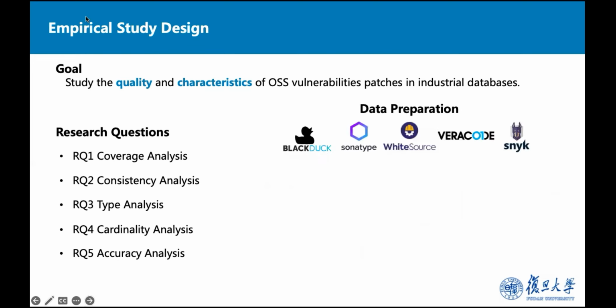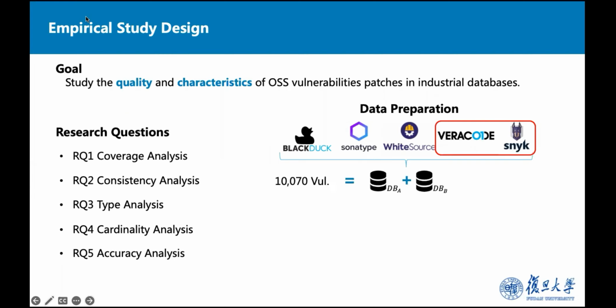For the data preparation, initially we wanted to select 5 companies' databases. However, some of them do not make their databases publicly accessible. And finally, we only selected Veracode and Snyk databases as the subjects. And in the following sections, we call them DBA and DBB.